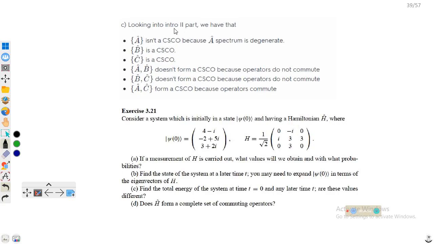Looking into part 2, A alone is not a complete set of commuting operators because its spectrum is degenerate, while B is non-degenerate, so it forms a complete set of commuting operators. Similarly, A and B do not form a complete set because their operators do not commute, and similarly B and C do not form a complete set because the operators do not commute. If the operators do not commute, they will not form a complete set of commuting operators, or if the eigenvalues are degenerate, they will not form a complete set. Similarly, A and C form a complete set of commuting operators because the operators commute.